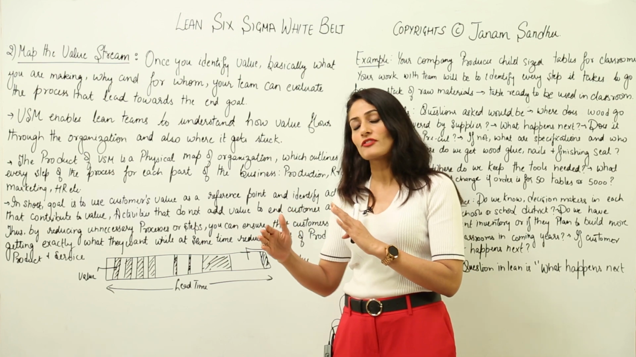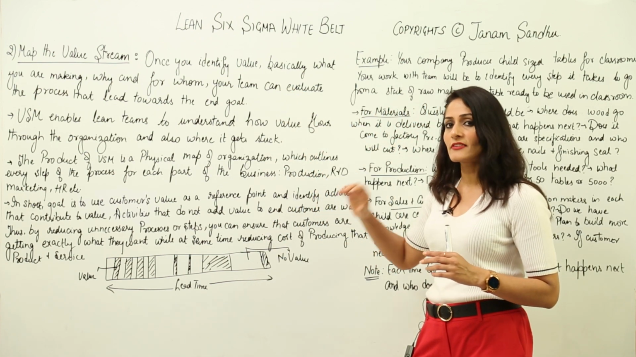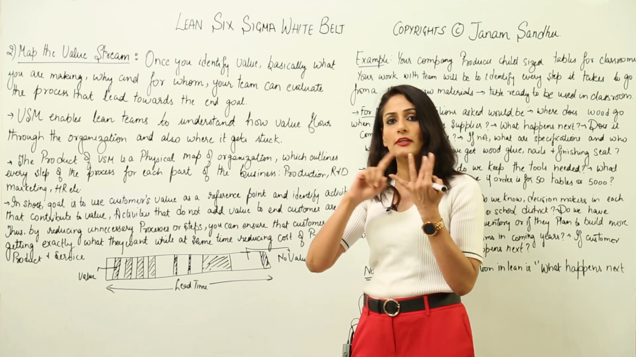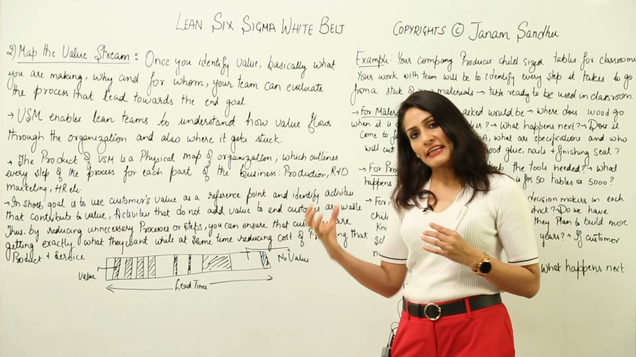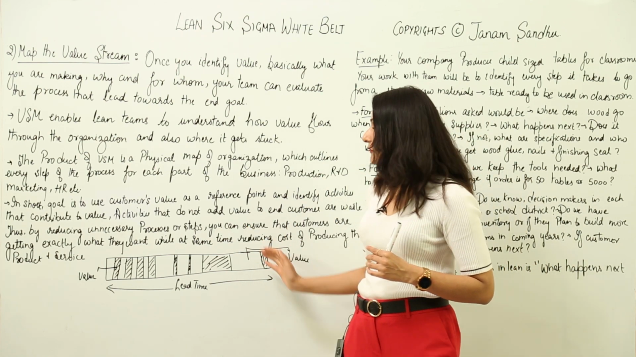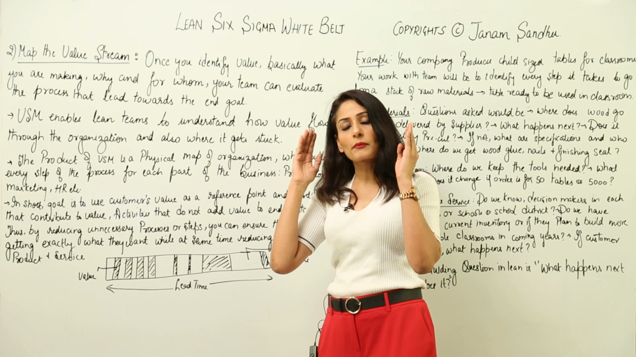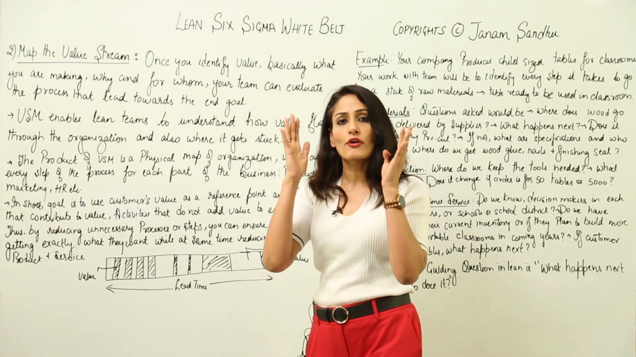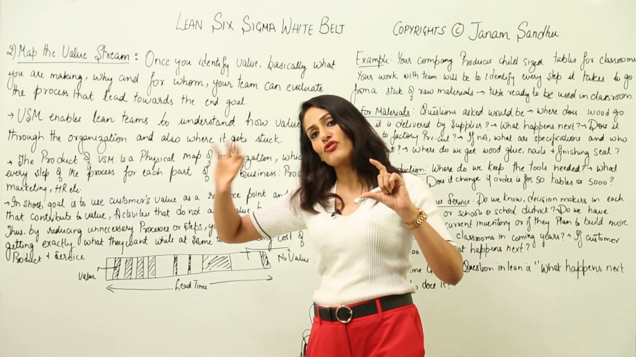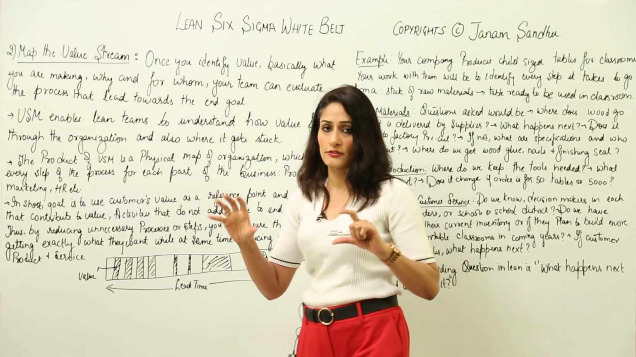we will produce products and services without any blockages. So what value stream does is it helps us to identify where the blockages are, where the waiting time is, where defects are, so that we can remove those and create the products and services which are of value and which contain most part of value added activities.